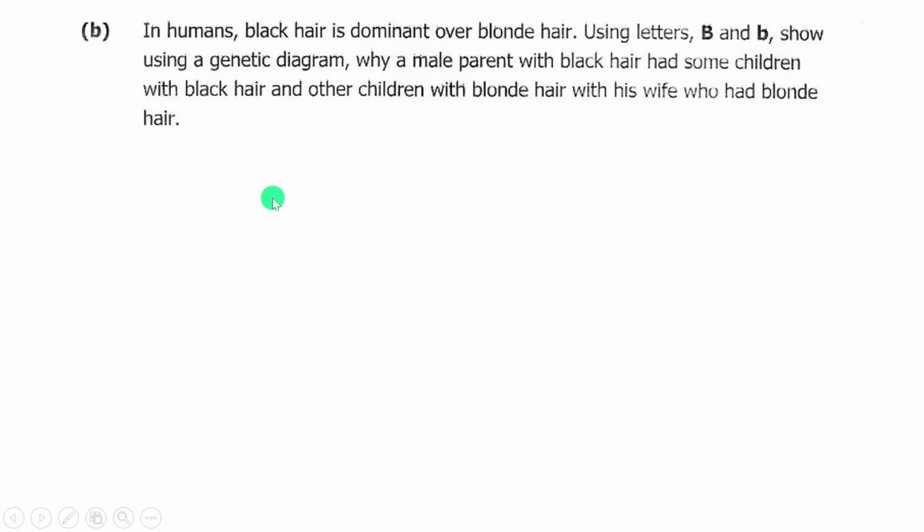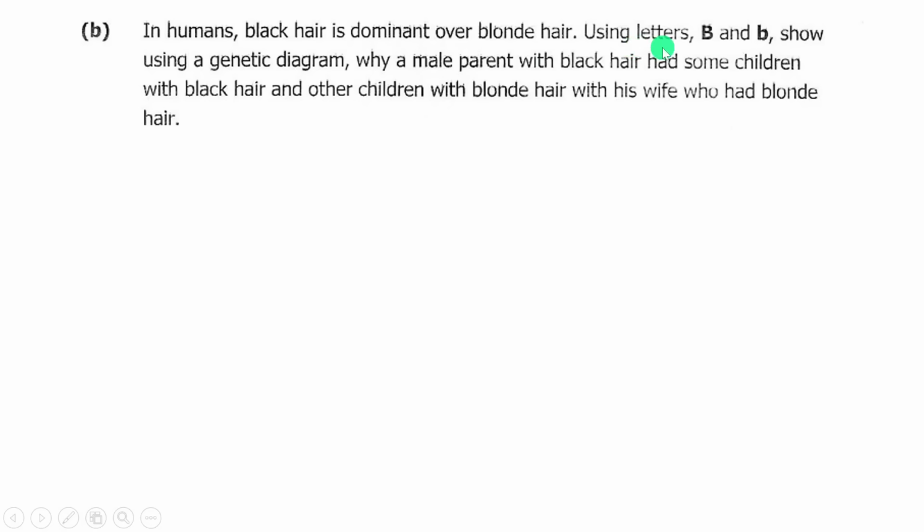Okay, so this is actually genetics, guys. We are told that the capital B should stand for black and the small b should stand for blonde. So whenever you have capital B, it means that B is dominant over the allele b. That's what we are told here: in humans, black hair is dominant over blonde.